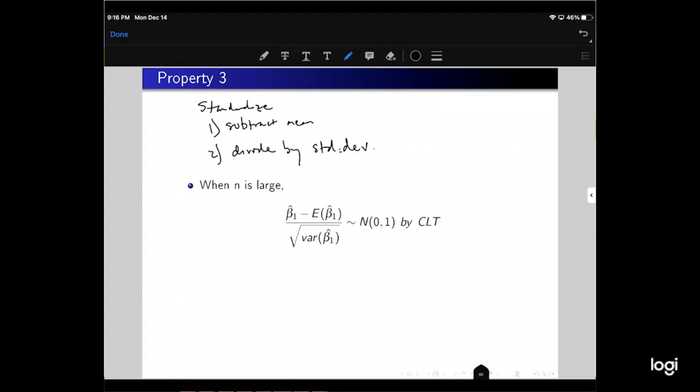So we know that beta hat 1 is a normal random variable by the central limit theorem, and so then we can subtract off the mean, the expected value of beta hat 1. In this case, it's going to most often be the hypothesized value of beta 1, and we divide by the standard deviation, the square root of the variance of beta hat 1. And when we do that, we're left with a standard normal random variable.